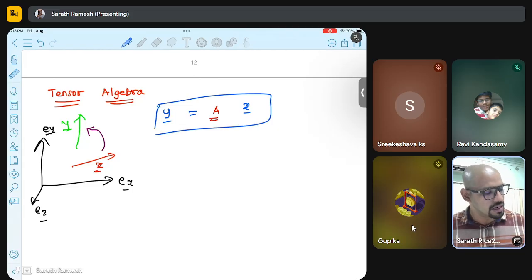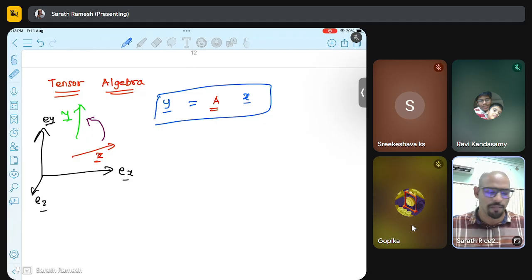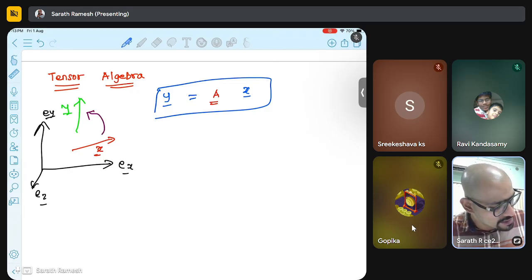So this is a tensor definition: a linear mapping between two directed line segments, or two vectors. A vector is a directed line segment, right? Now, how will we represent this tensor using index notation? A tensor A is equal to A_ij E_i tensor product E_j.